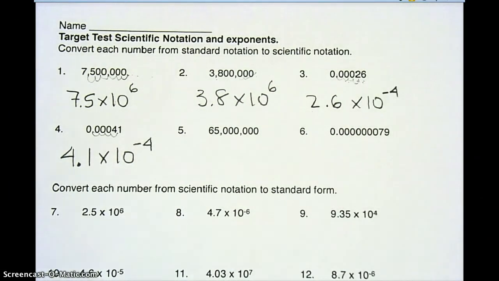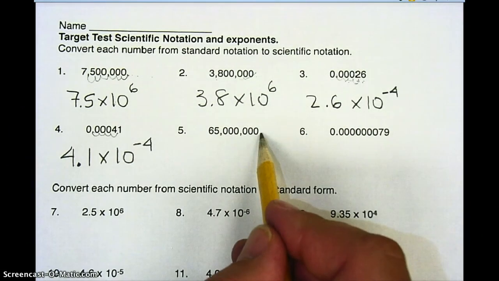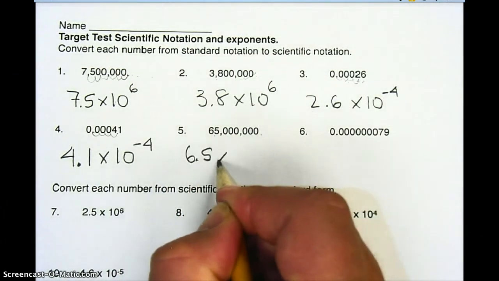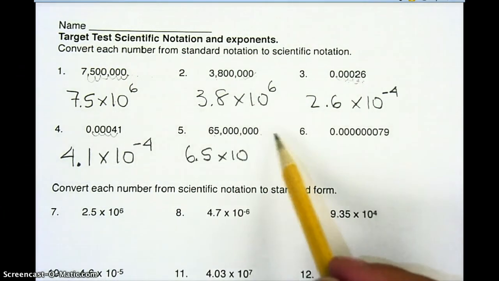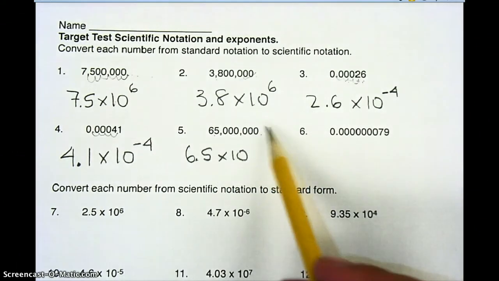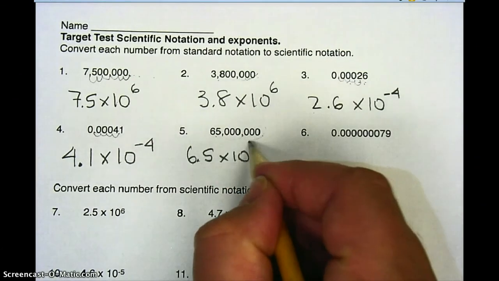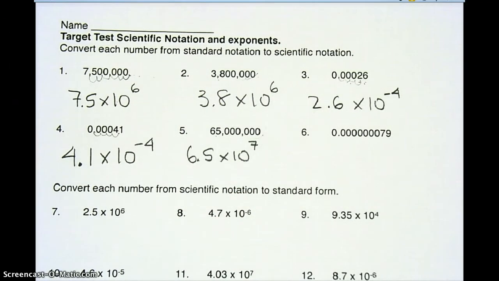The next one, I've got to move my decimal point from here to between the 6 and the 5. So it's 6.5 times 10 to some power. Now I count how many places the decimal point moves. It goes 1, 2, 3, 4, 5, 6, 7 spots. And since it's a big number, it's 6.5 times 10 to the 7th power.